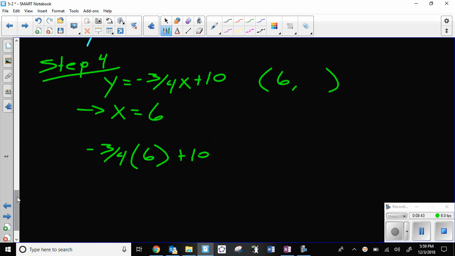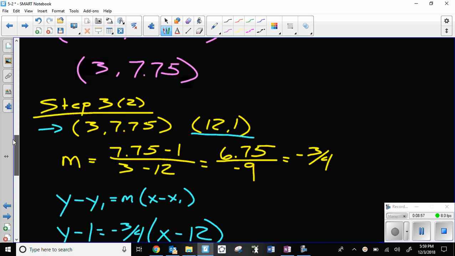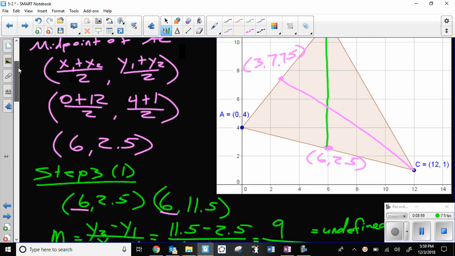So you're going to take your 6 and plug that into your top equation. When you do that, you'll get negative 3/4 times 6 plus 10, which will get you a value of around 5.5 as your final answer. Again, you can go back up and check, see if that answer makes sense. 6 comma 5.5. Yeah, it looks pretty close. 6 comma 5.5 is the correct answer.